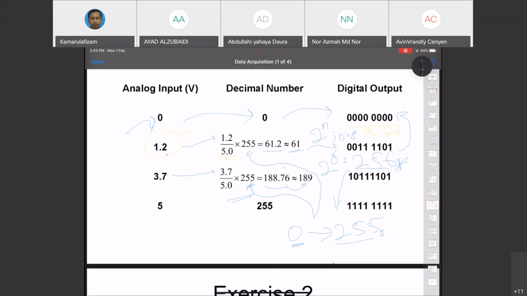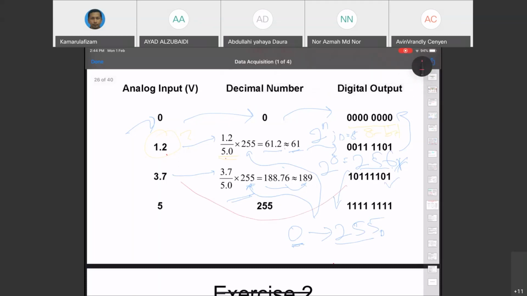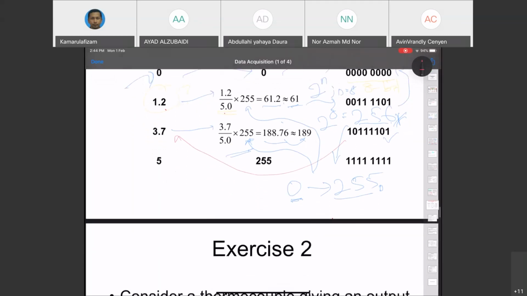Then you will get this representation in the digital world, which represents 3.7 volts. In the digital world it is 10111101. All right. So this is how the conversion happens.